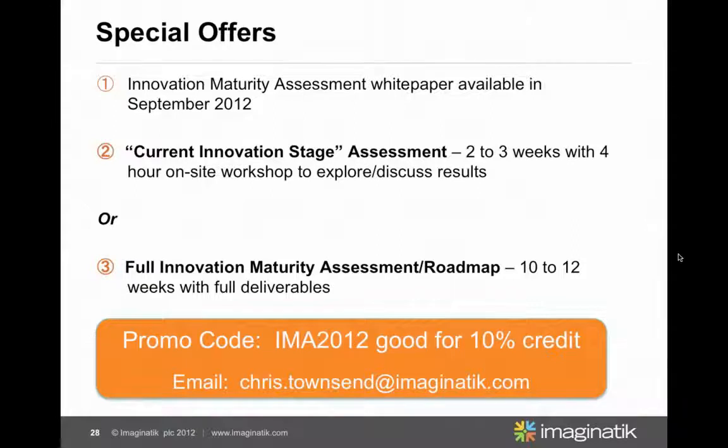We're going to do two things. First, cover the special offers, and then cover real quickly for Leanne's benefits, slide 26. Again, our Innovation Maturity Assessment white paper with some benchmarking data, September 2012, coming very soon. Again, if all you think might be helpful is a current innovation stage assessment with your senior management team and yourselves, let us know. That is a 2 to 3 week total project. It's pretty short, with a 4-hour on-site workshop to achieve consensus on what to do next. What are the learnings that were not either evident or that have to be admitted to, and what are some of the issues that are now pressing, or the full innovation maturity assessment roadmap.